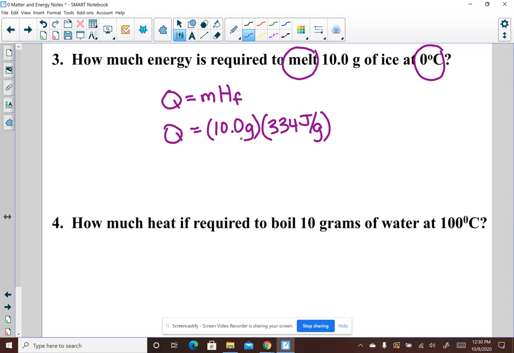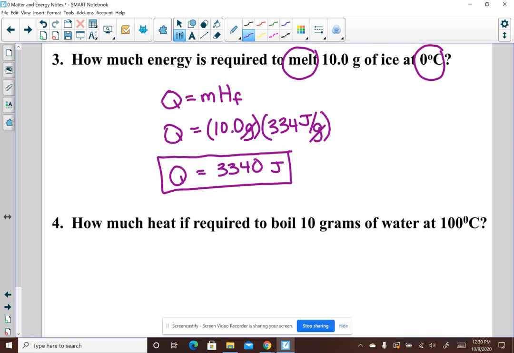But when we cross out our units and we multiply these numbers, I'm going to get 3340 joules. And the number 10 has 3 sig figs in it. So my answer should also have 3 sig figs in it, which it does because that 0 does not count when there's no decimal at the end.